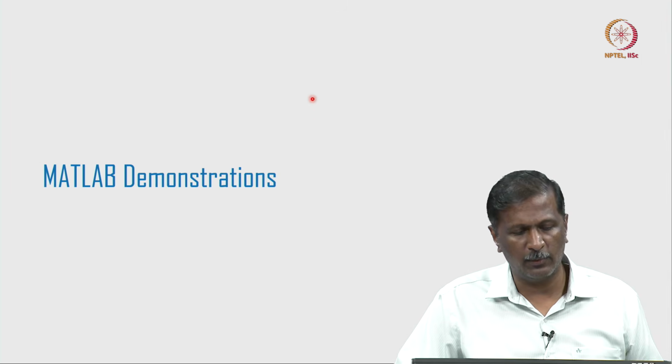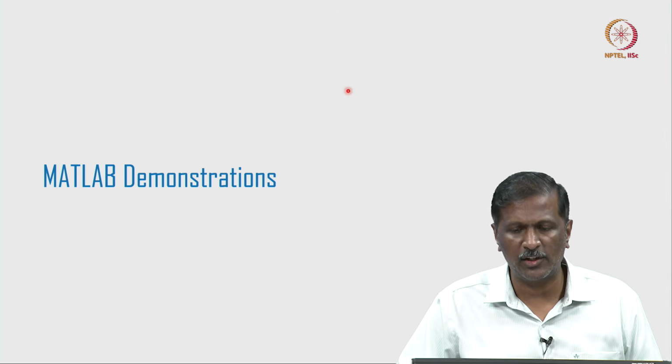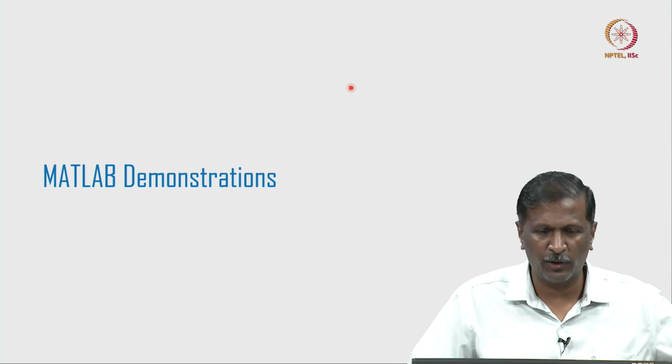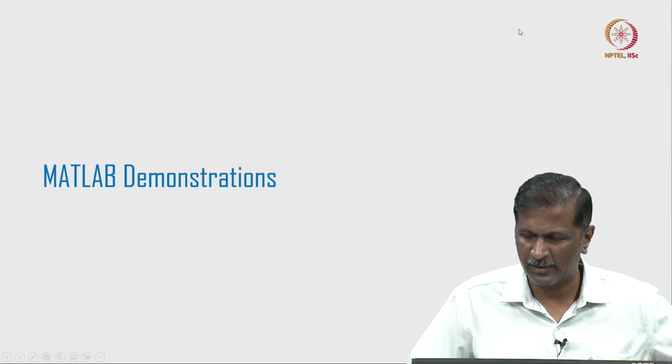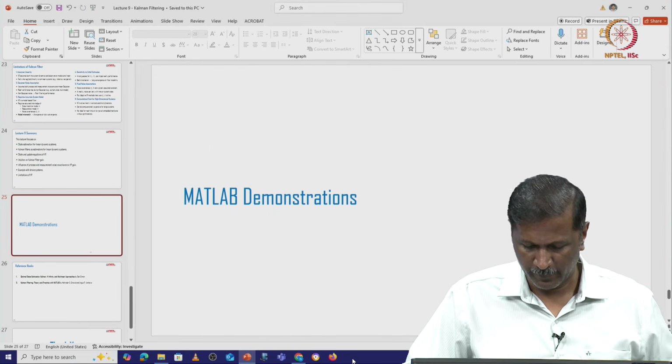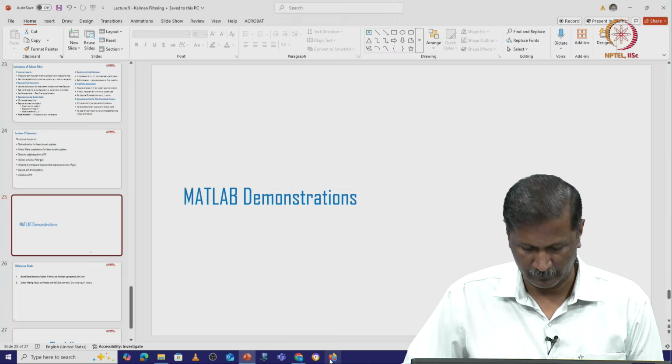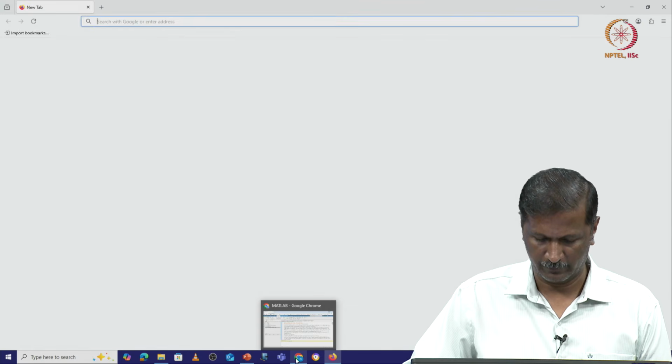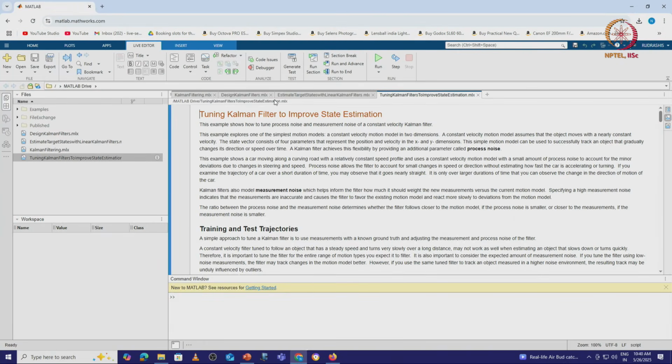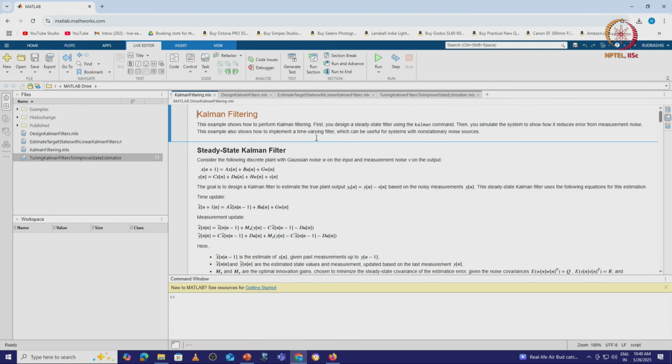What we will do now is look at some MATLAB demonstrations before I talk about some reference materials, right. Now, first let us look at Kalman filtering, right. If you see the state estimator, this is an example of how to perform Kalman filtering in MATLAB.